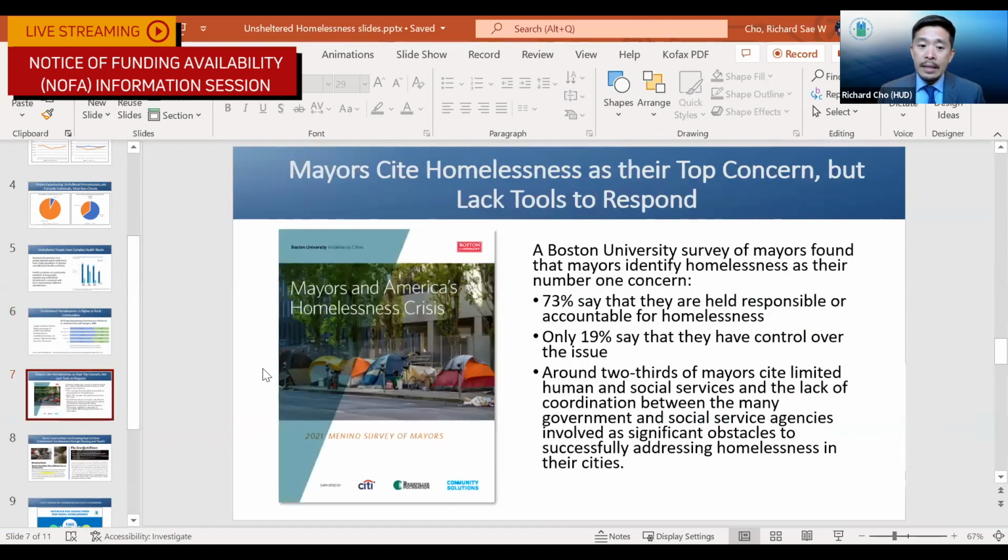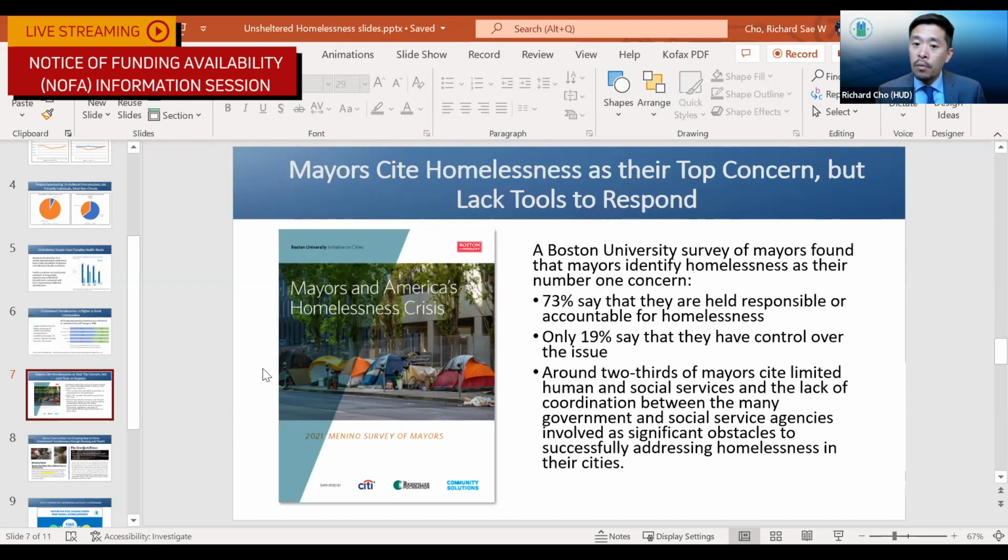One of the interesting dynamics is that there was a survey of mayors that Boston University conducted. With the rise in homeless encampments, I think almost every mayor in America would probably say that homelessness is now one of their top concerns, if not their very top concern. Certainly mayors of bigger cities will say that. 73% of the mayors surveyed said that they feel they're held accountable by the public for homelessness, and probably as it should be. But only 19% feel they have any control over how to address homelessness.